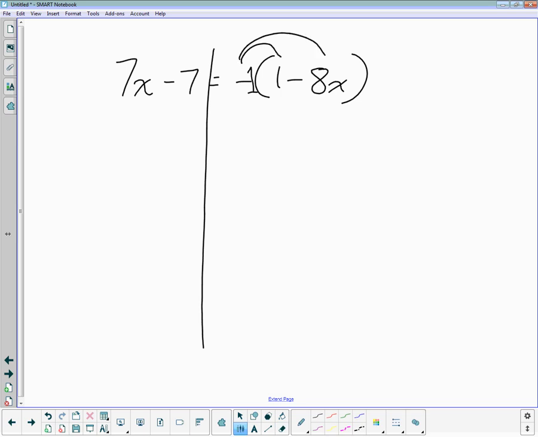What's going on here on the left-hand side? Okay, so we just copy it down. There's no distribution here, so nothing happens, and we're leaving it. All right, -1 times 1 is -1, thank you. -1 times -8. Right, negative times a negative is a positive.